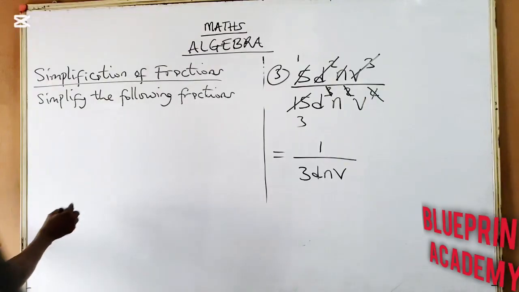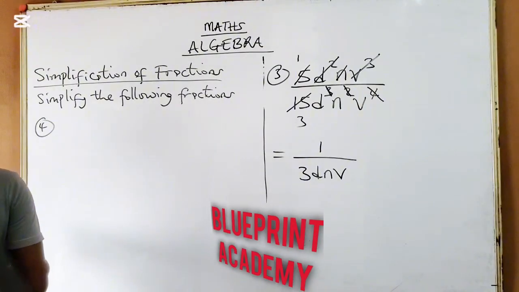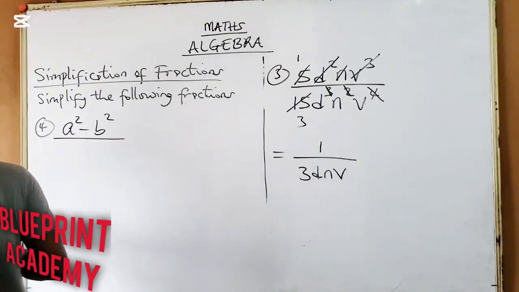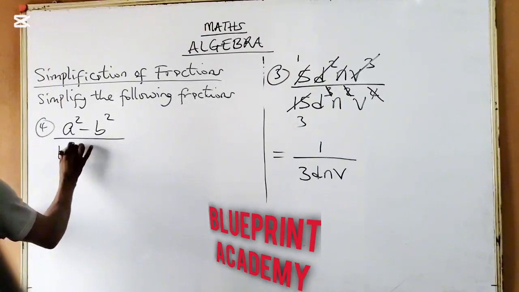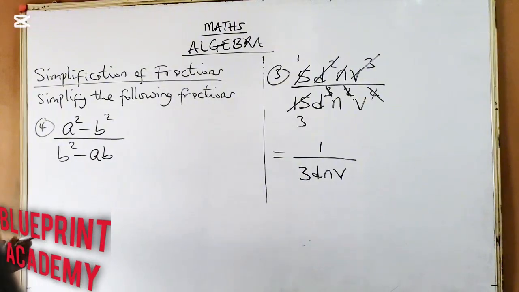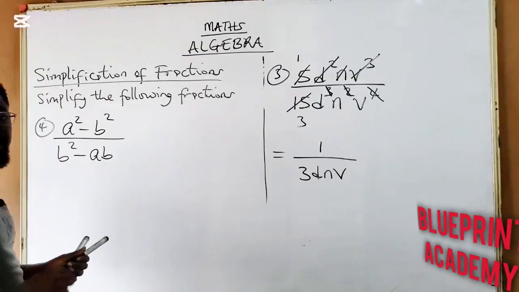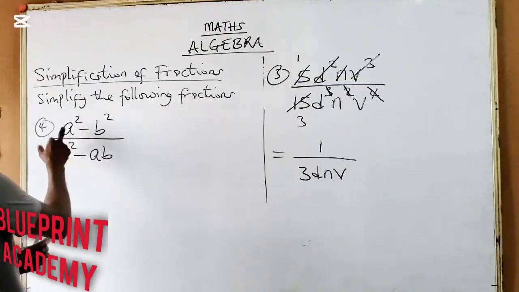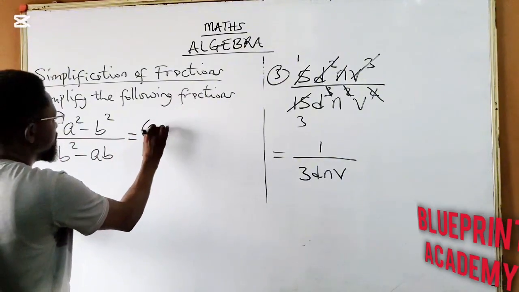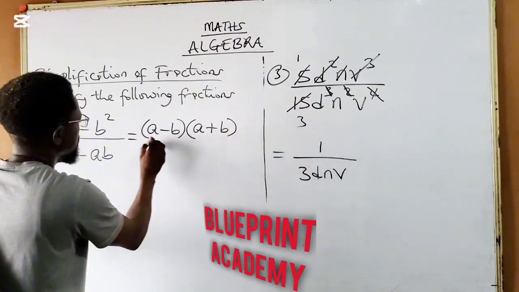Let's look at the next example, example 4, still under simplification of fractions. It says a squared minus b squared all over b squared minus ab. Now if you have a question like this, for the numerator, remember we started with something on the difference of two squares. So apply that now. This one now becomes a minus b, then a plus b.